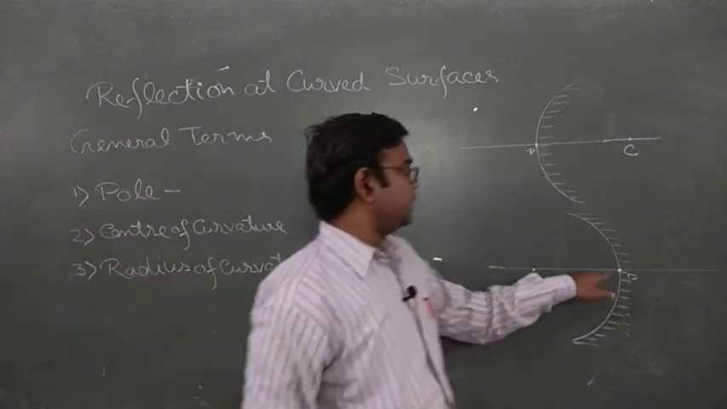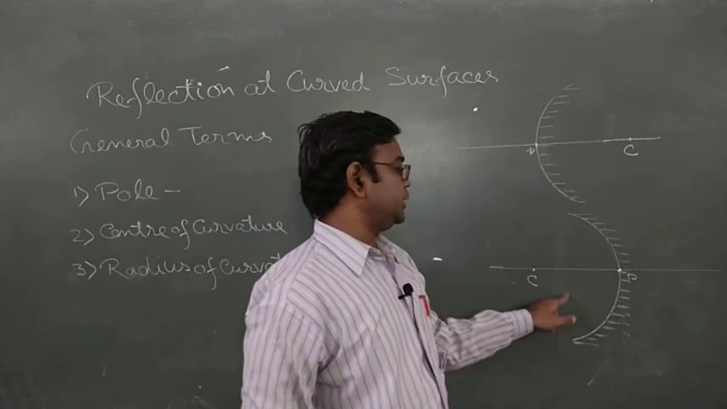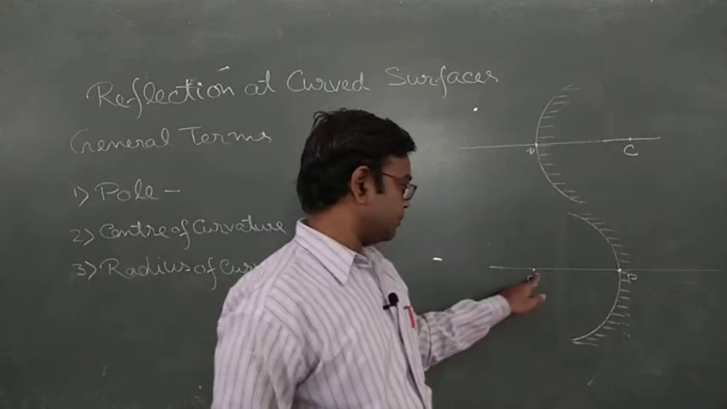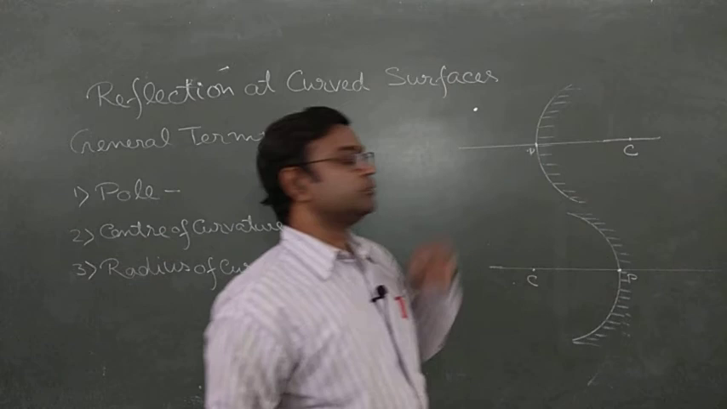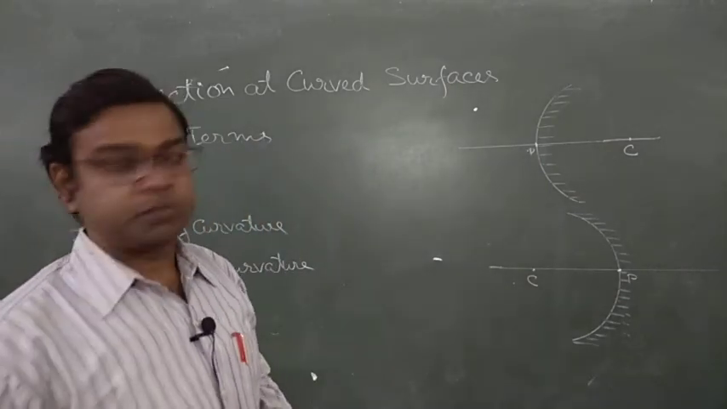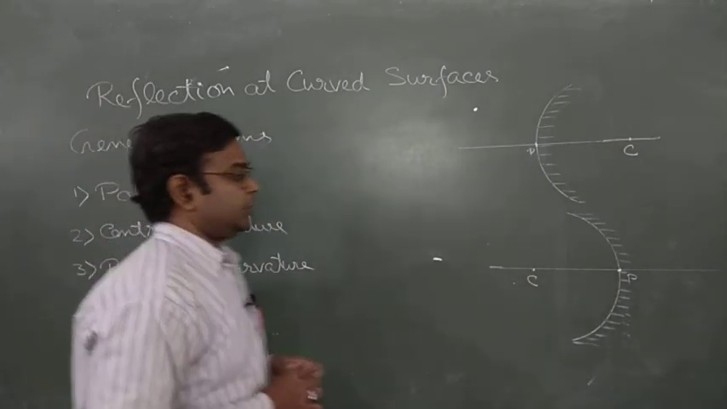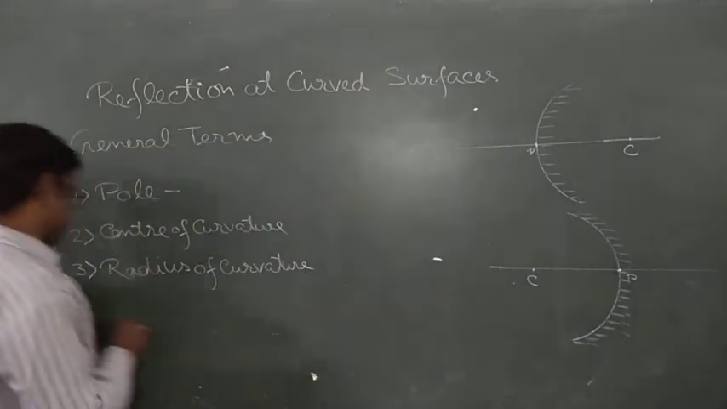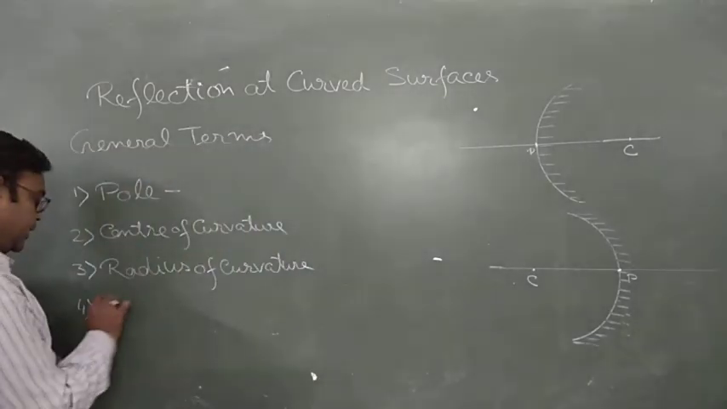Center of curvature and pole, this is your radius of curvature. This PC is the radius of curvature. Then the next part is the principal axis, the straight line. First let me write down principal axis.